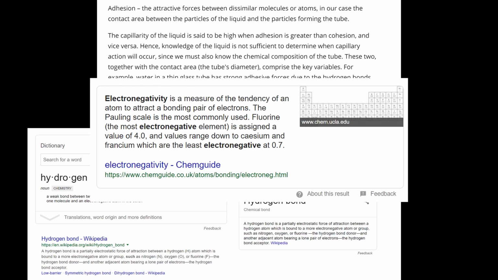Electronegativity is a measure of the tendency of an atom to attract a bonding pair of electrons. The Pauling scale is most commonly used. Fluorine, the most electronegative element. So it's all to do with electricity and electrostatics. Again, nothing to do with gravity.